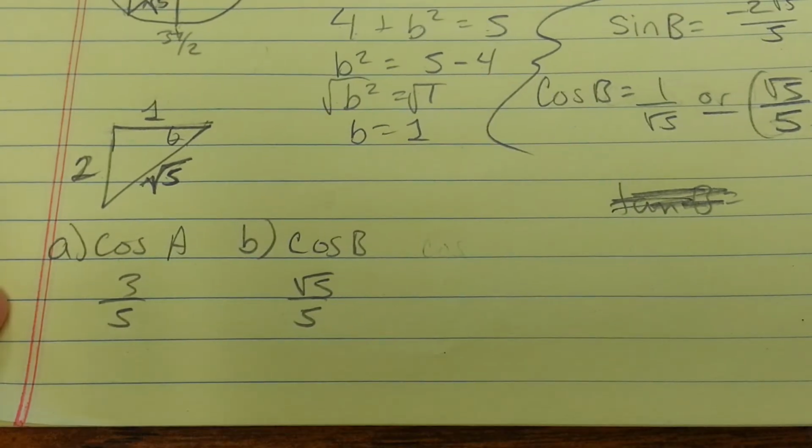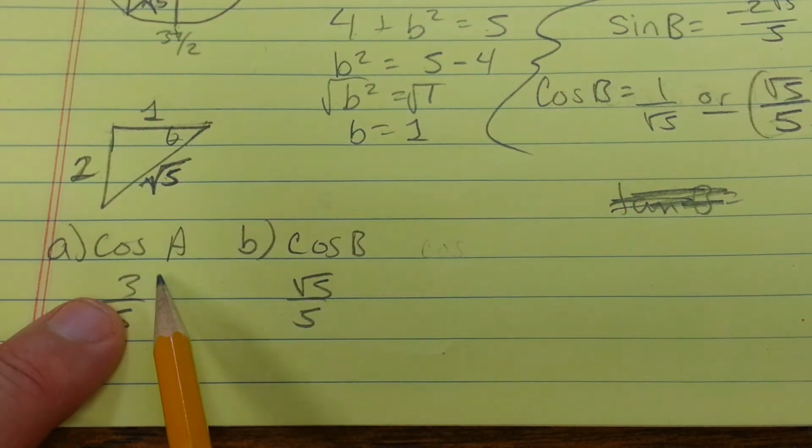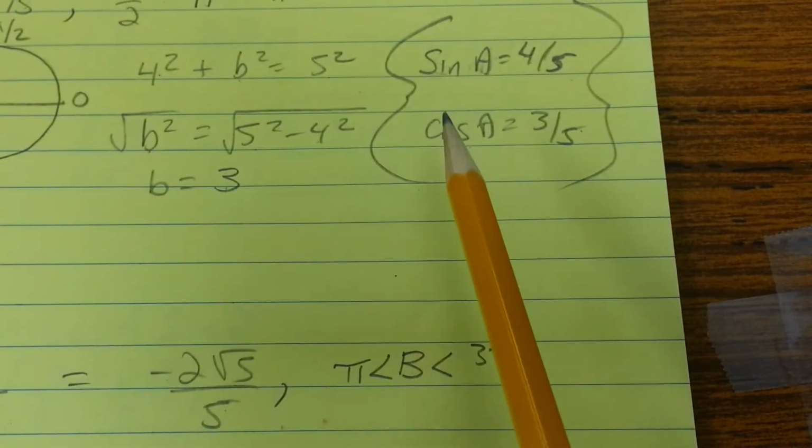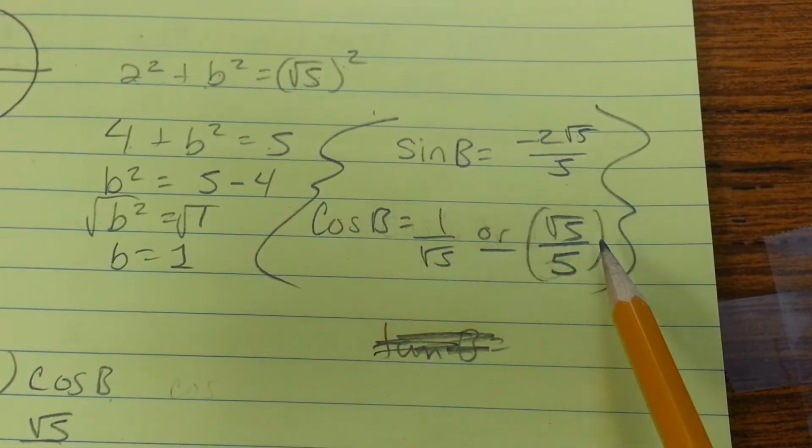Some of the questions they asked us were, find cosine of A. Well, we found that already, right? We found cosine of A was 3 over 5. They wanted cosine of B, and we found that, okay? Root 5 over 5.